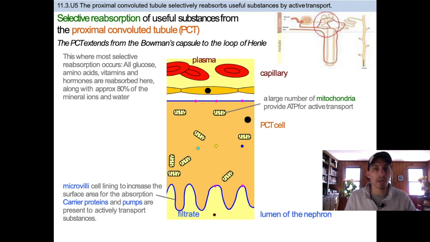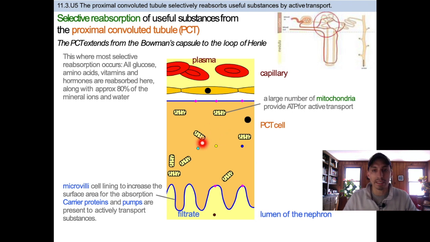So in the proximal convoluted tubule, the PCT, this is where I'm going to selectively reabsorb some of the most important things. So I do not want to excrete glucose. I do not want to excrete amino acids, vitamins, hormones. I need all those in my body. Those are not waste. So they're going to be reabsorbed here, along with many mineral ions and water.